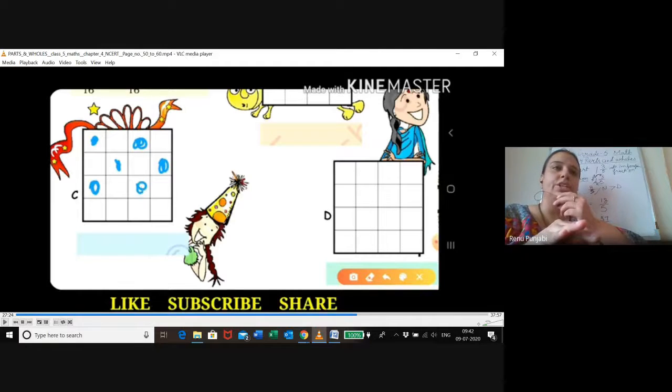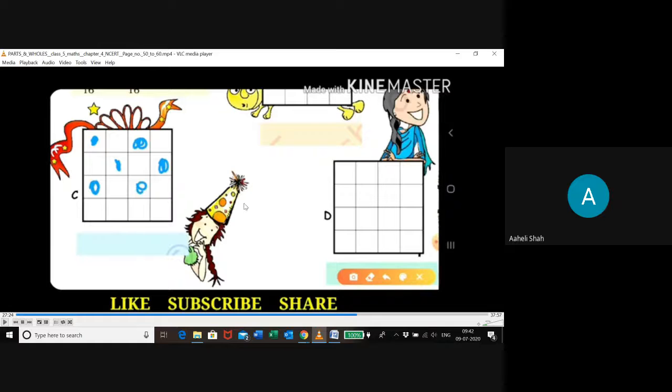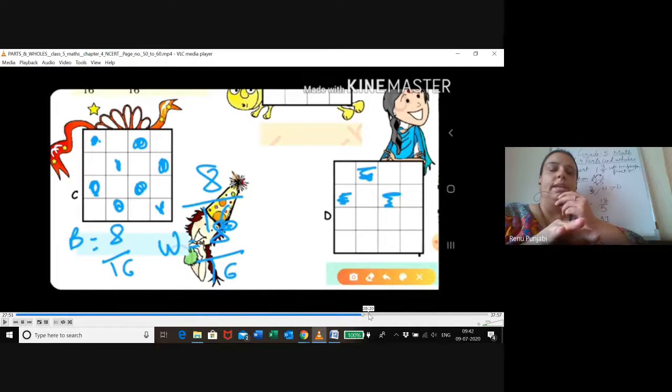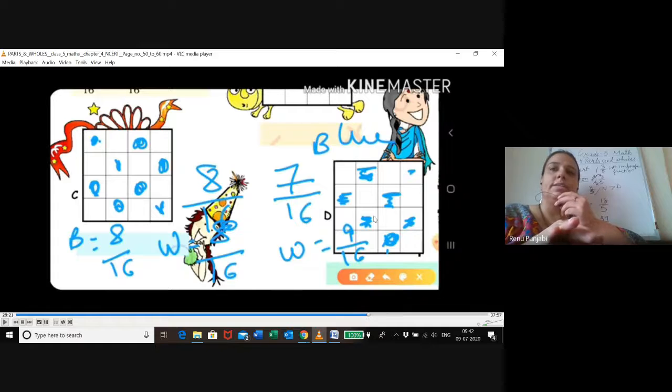Aheli, what will be the fraction of white portion? Aheli, switch on your microphone. 10 upon 16. Yes. This way you have to create your own patterns and write the fraction. Now, here it is 1, 2, 3, 4, 5, 6, 7 blue. So 7 upon 16. So what will be the remaining? 9 upon 16. So please create your own patterns and write the fraction.